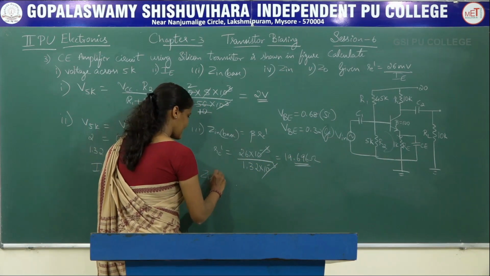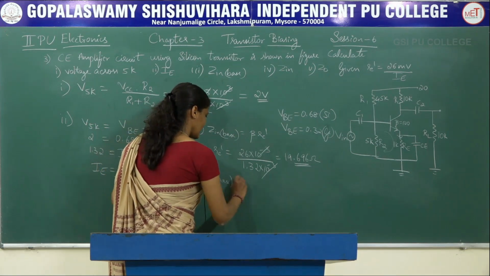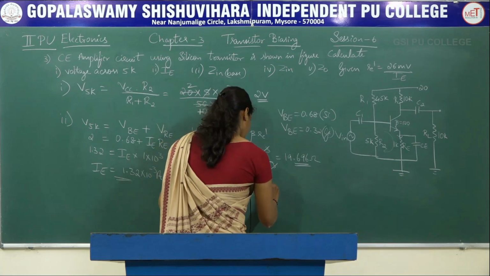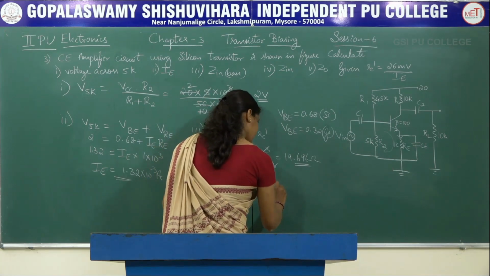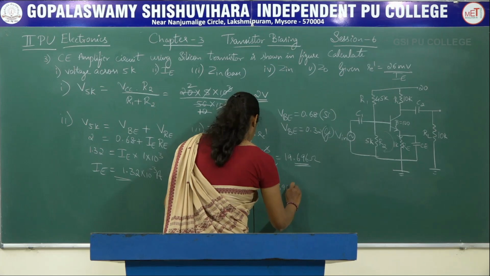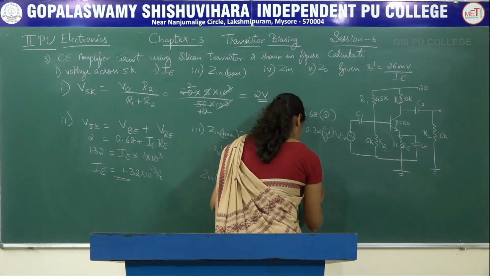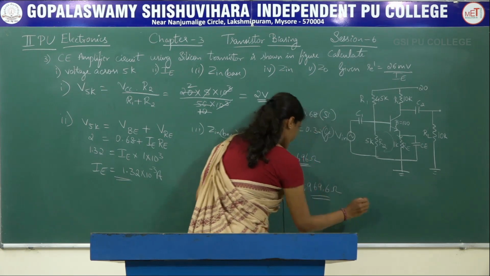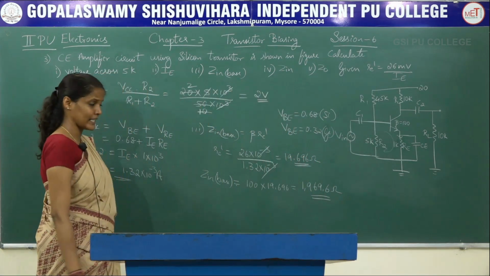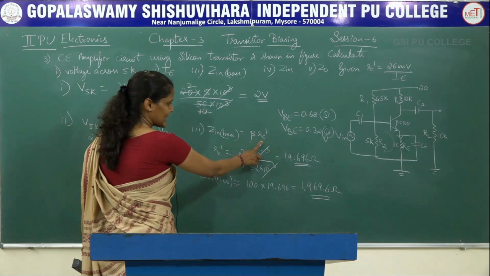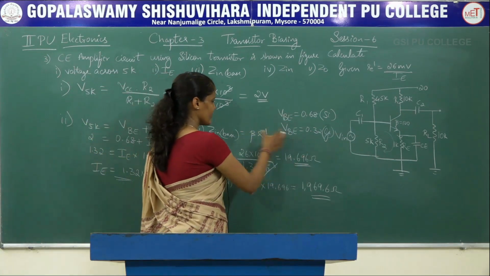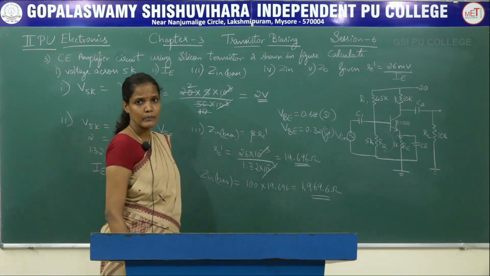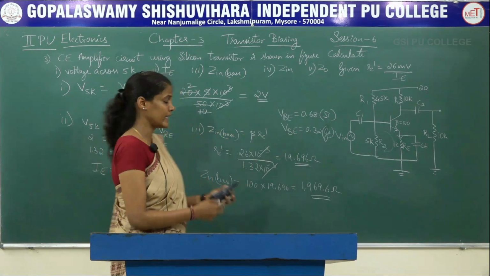So Zin base will be equal to beta value 100 into 19.696, which gives me 1969.6 ohms. So this is the value of Zin base. Beta into RE dash was not given, so we calculated RE dash first, then the Zin base. Now the fourth parameter, Zin.